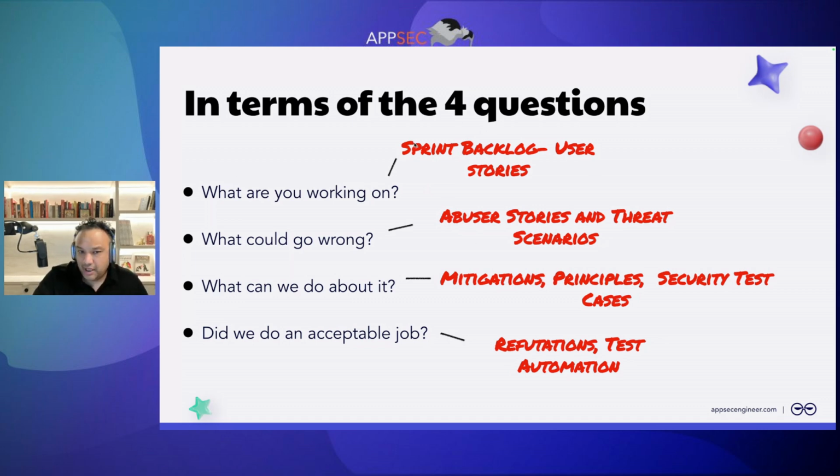That is your scope. So let's say you're taking up 3 features or 3 user stories in the sprint, that becomes your scope. And the idea is to come up with something called abuser stories. So we have user stories, now we have abuser stories and threat scenarios for those abuser stories, and then come up with countermeasures and so on and so forth. So that's basically what we're trying to do here.